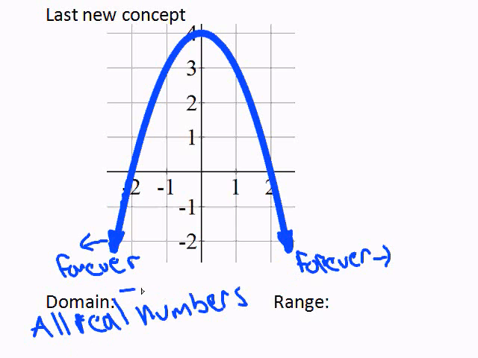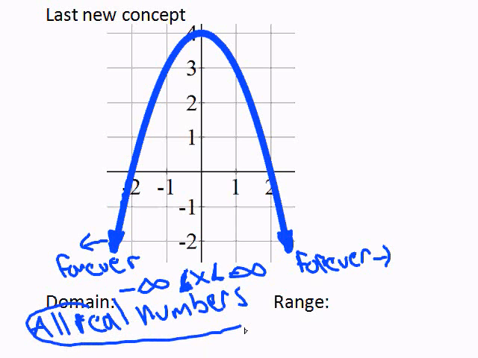Another way you could write that is negative infinity to infinity. All your x values are between negative infinity and infinity. We can't equal infinity, so we use just the greater than and less than symbols. I actually accept either one of those answers, although I much prefer all real numbers. By the way, this up or sideways 8 is the infinity symbol. It means forever.